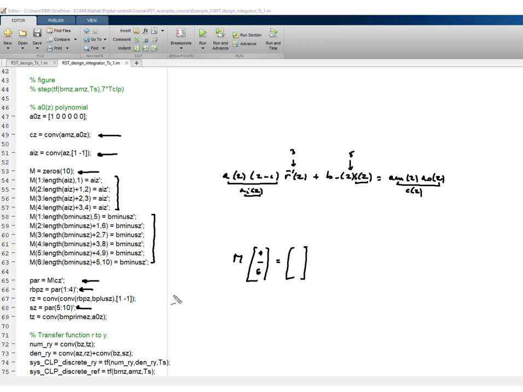6 parameters. Then we compute r(z) by taking r bar prime, multiplying by z minus 1 and multiplying by b plus, and s is simply coming from the Diophantine equation, and t of z is really a0 z bm prime. So you can see that it's always the same thing that comes back. What we can now do is compute the 3 closed loop transfer functions and look at the step responses: set point to output, set point to control output, and load disturbance to output.